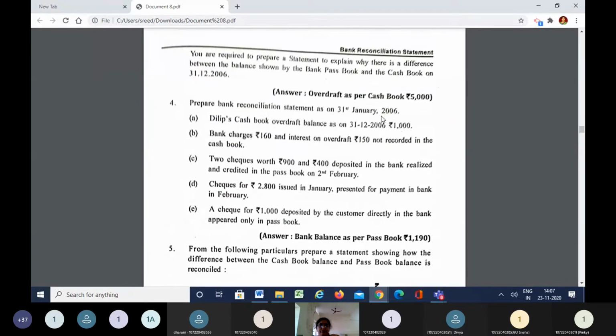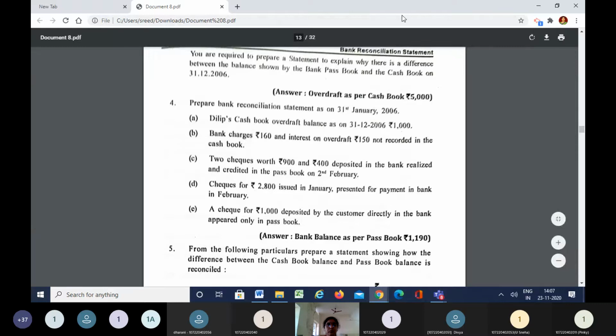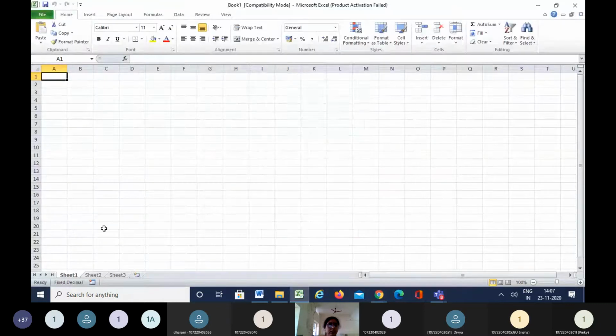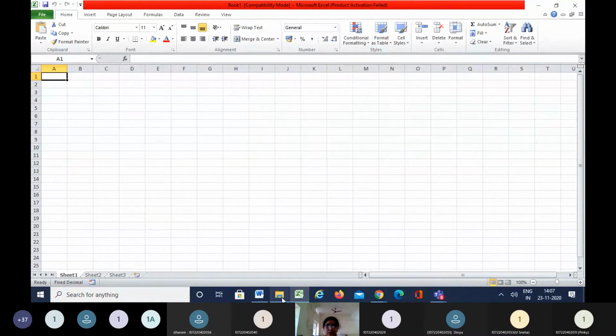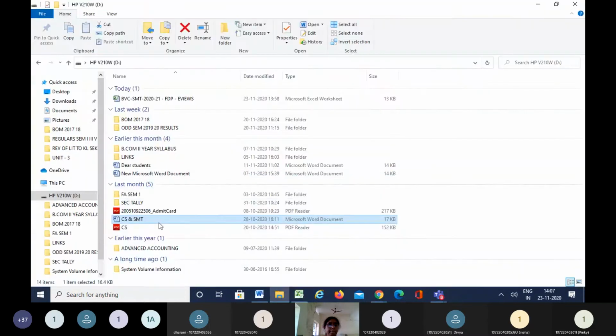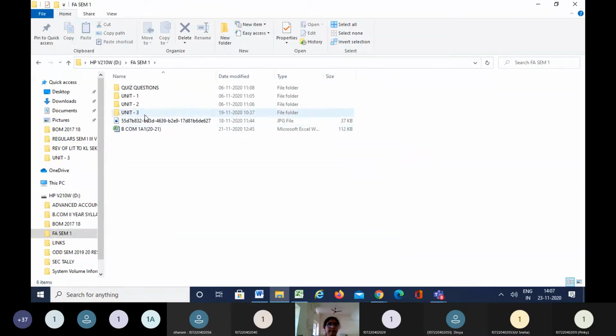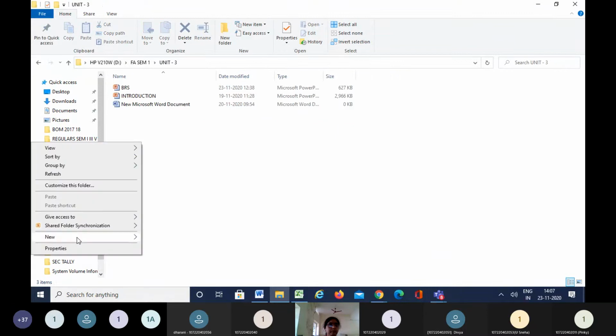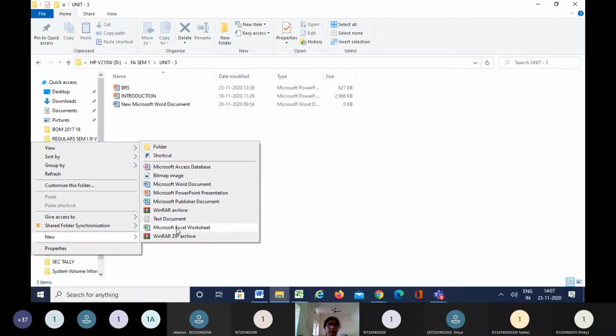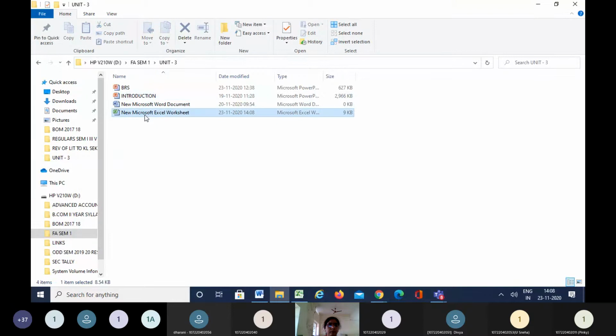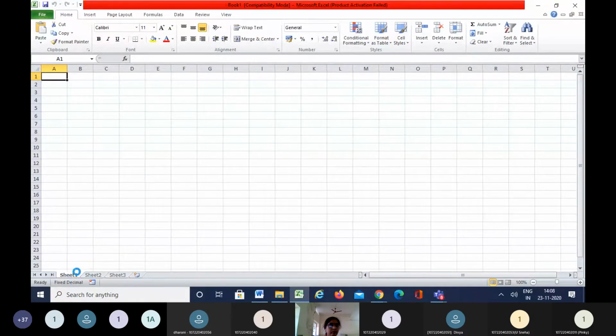Okay, we try to frame our own question instead of going with this. Let me have an Excel sheet here. So here, first you need to understand how the bank reconciliation statement has to be prepared.